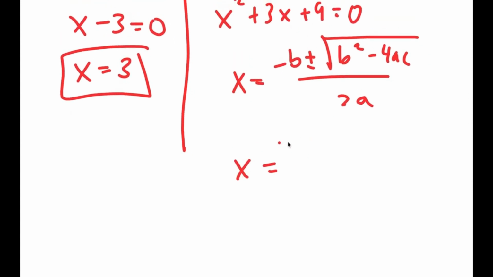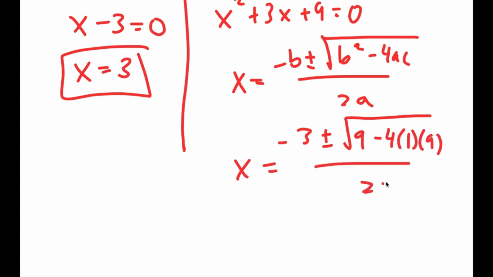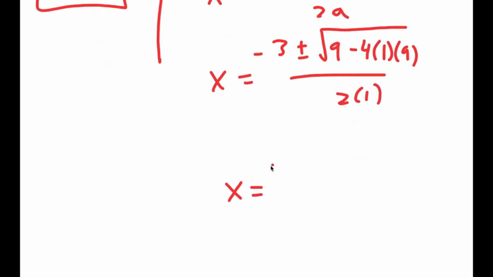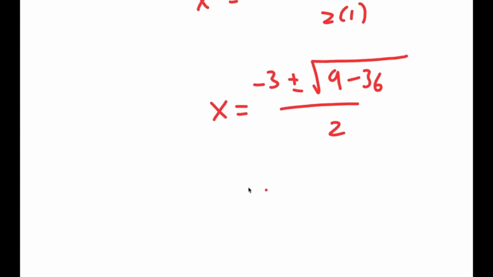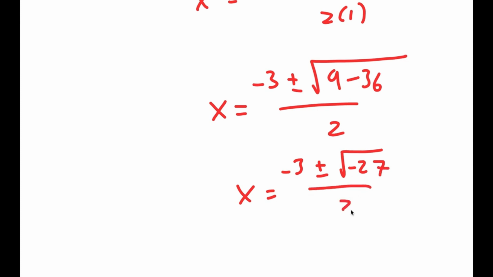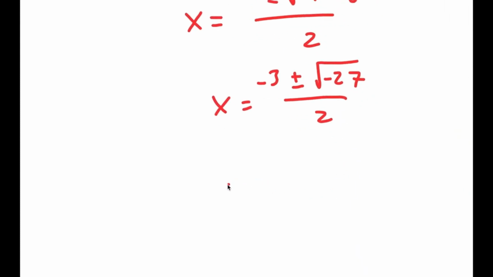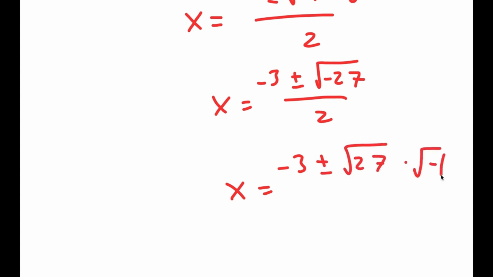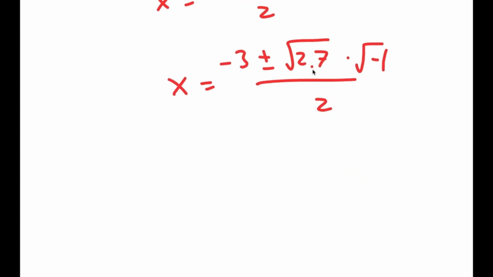So this turns into negative 3 plus or minus the square root of 3 squared, which is 9, minus 4 times a, which is 1, times c, which is 9, all over 2a, so 2 times 1. And this turns into negative 3 plus or minus the square root of 9 minus 36 over 2, which is equal to negative 3 plus or minus the square root of negative 27 over 2, which is equal to negative 3 plus or minus the square root of 27 times the square root of negative 1 over 2. Now, 27 is the same thing as 9 times 3.